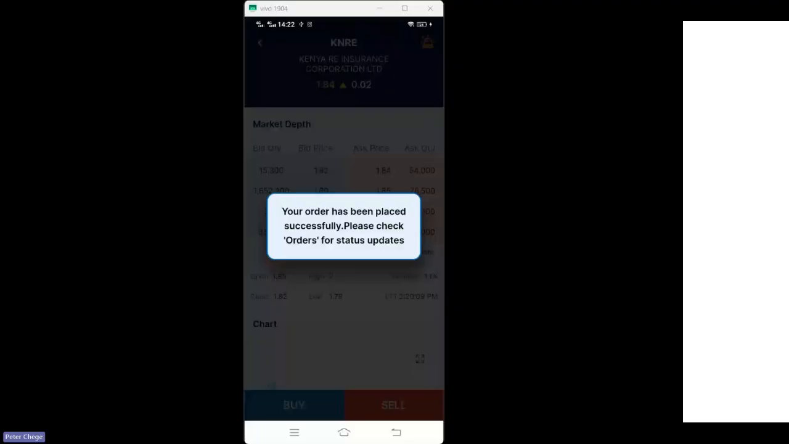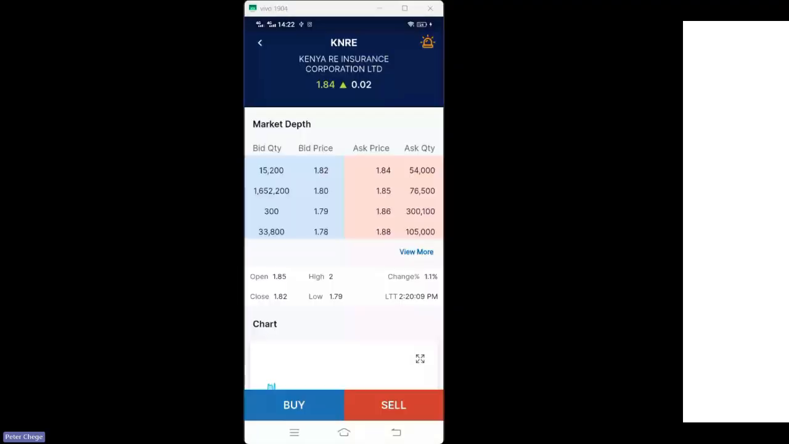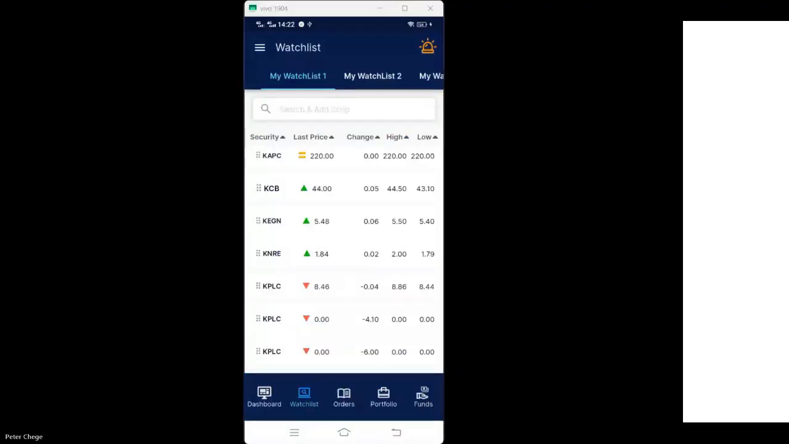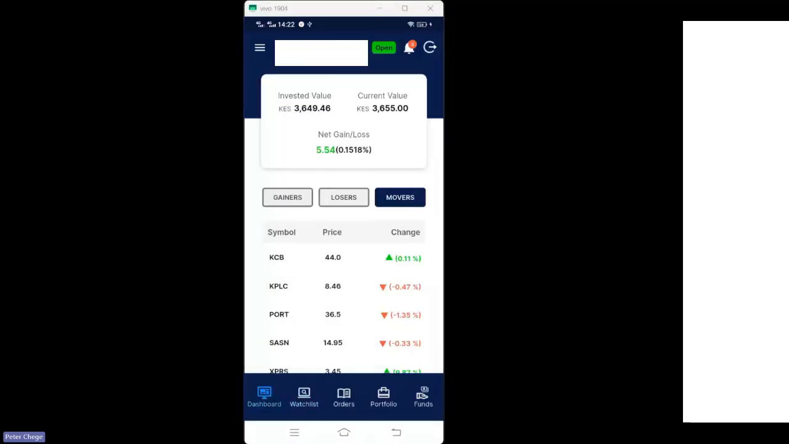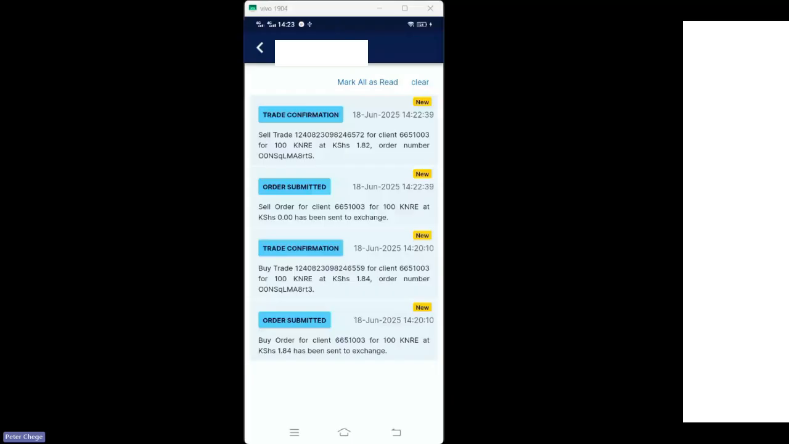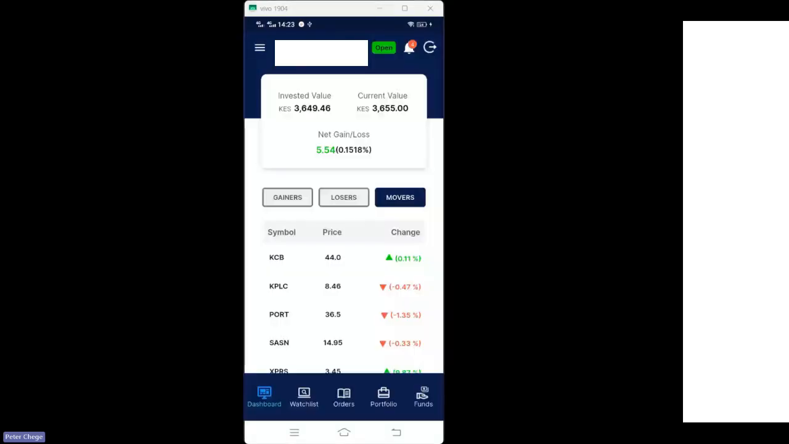I wish we took note of the bid quantity because it should have gone down by 100. But once we put a limit order at a lower price, you see that price. Again, order submission, trade confirmation. Let's confirm whether that is there. Maybe Peter is giving me stories or we are in a demo platform.